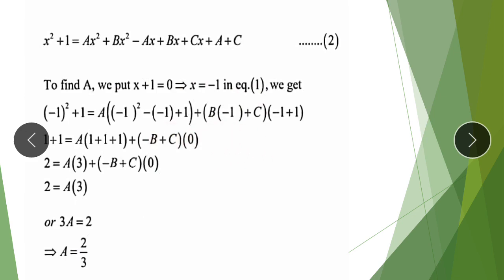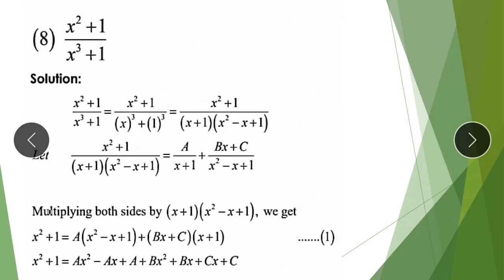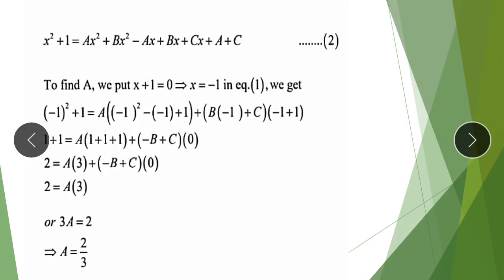You can see that all these you can put directly. If you run short of time, this will get 0. Hold this expression: x plus 1 is minus 1 plus 1, 0, so 0, and multiplied with this whole bracket, it will be 0. You can directly put 0 here and you can find the value of a. Instead of x, we have to put minus 1, then again 1 and 1, 1 1 and 1, so it will be 3a, and the value of a will be 2 upon 3.